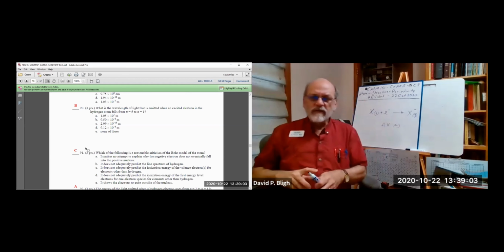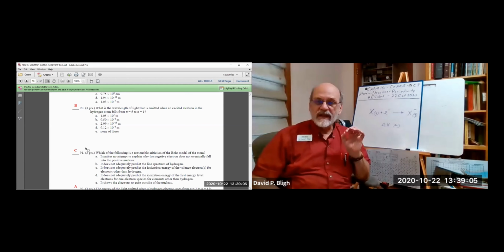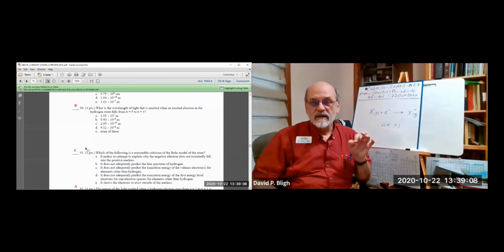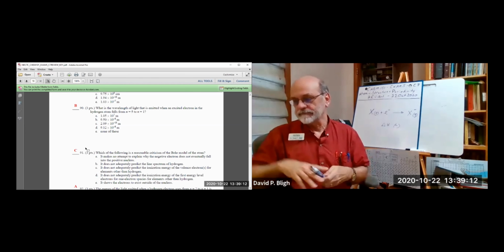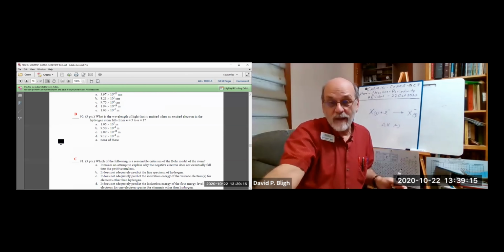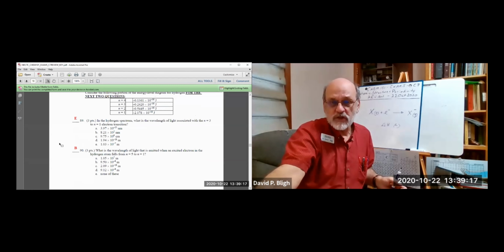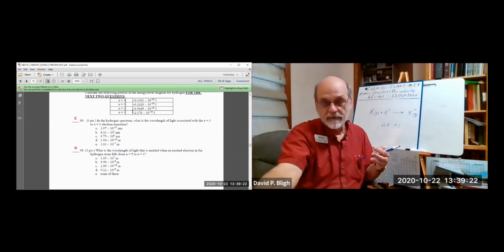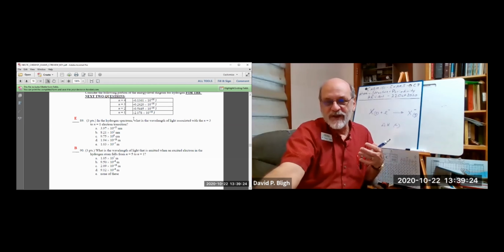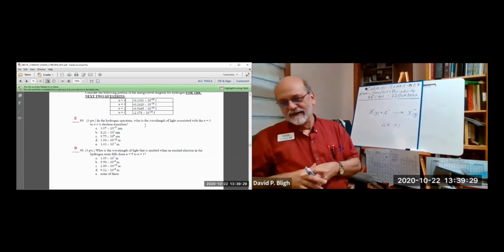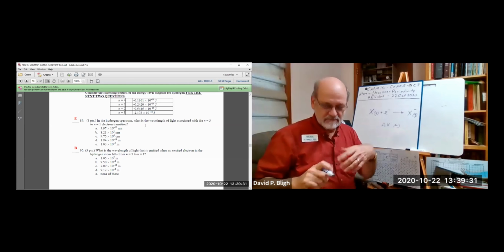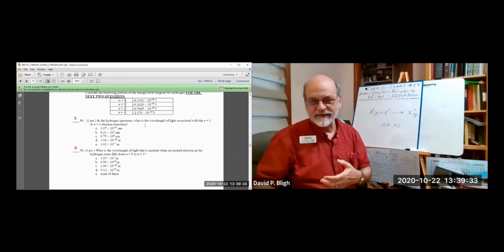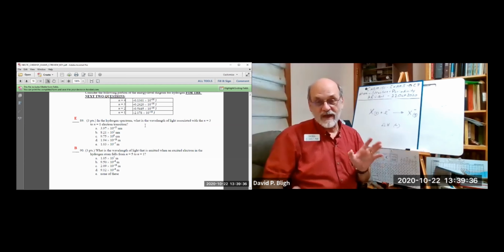Okay, what's the wavelength of light that's emitted when an excited electron in the hydrogen atom falls from n equals 5 to n equals 1? Now there's a problem here. You're supposed to use this table right here. You don't have to actually calculate the energies. You just use this table, but there's no energy for n equals 5. So if something like this occurs in an exam, I'll make sure that you have enough information.